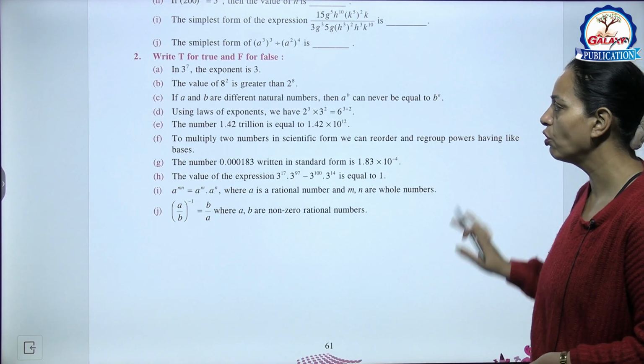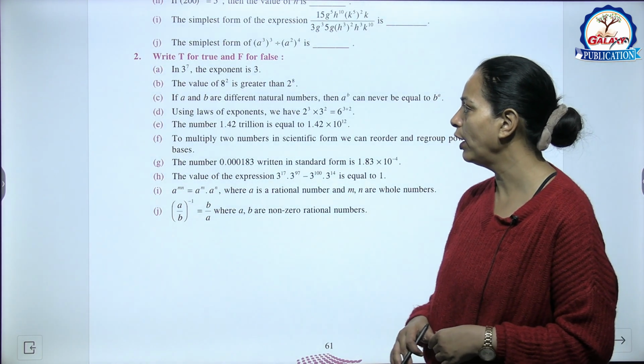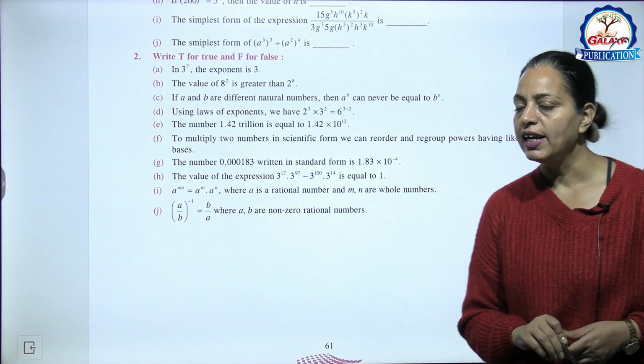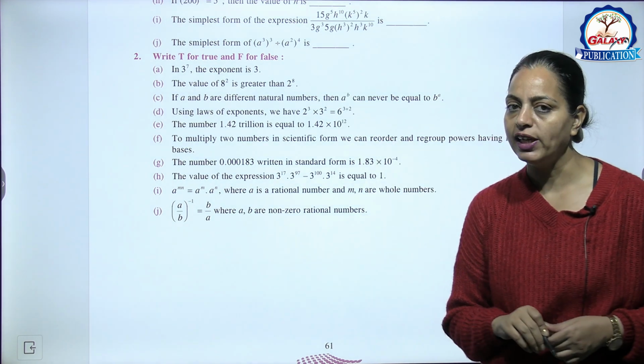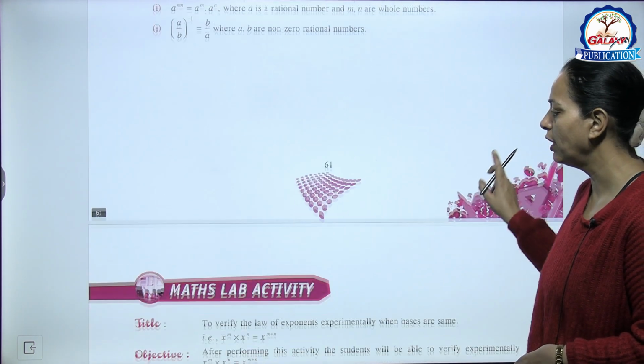Now the second question, write T for true and F for false. Like B part, the value of 8 square is greater than 2 raised to power 8. 8 square is 64 and 2 raised to power 8. You can calculate it and then just find out. Similarly you can try the remaining parts.